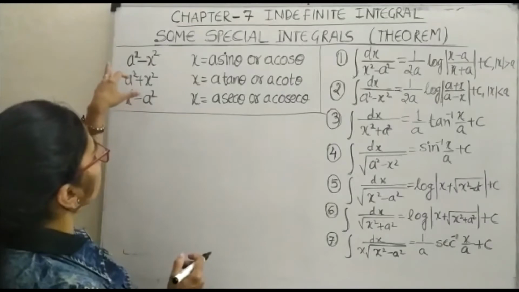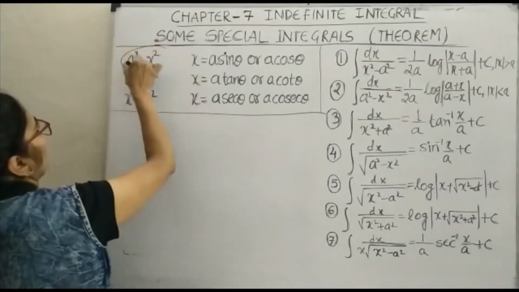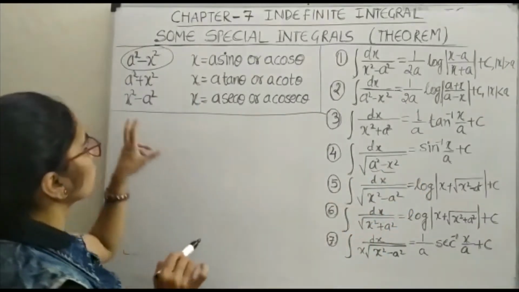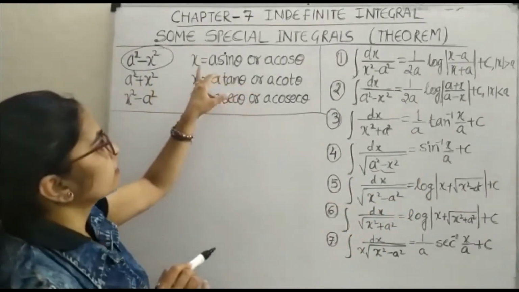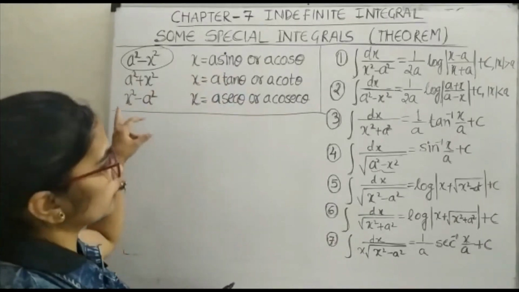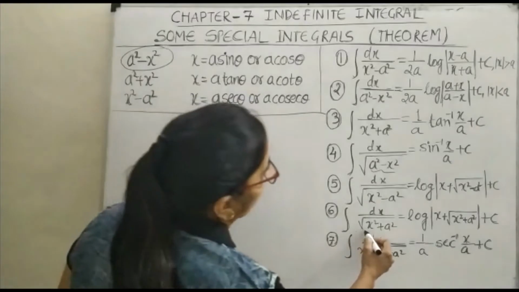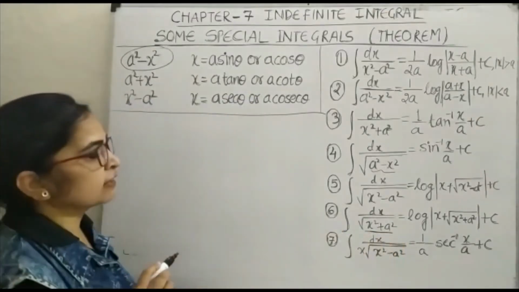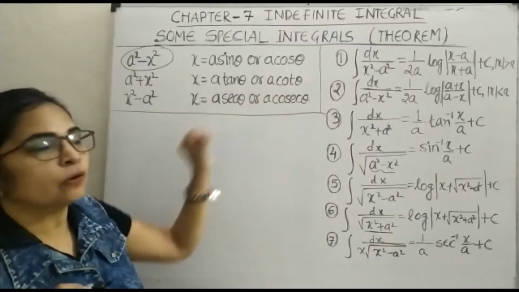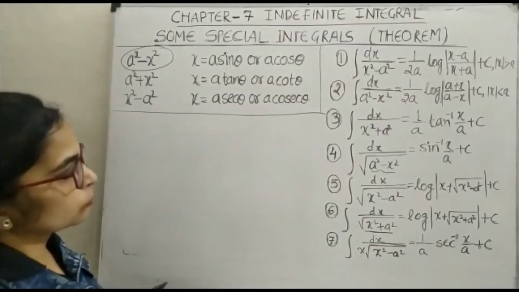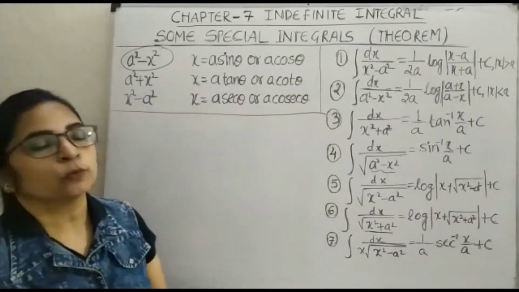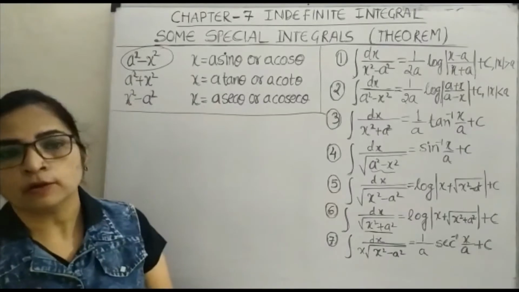For example, if we have the term a square minus x square, then you can use the substitution x is equal to a sin theta or a cos theta. Similarly, if it is a square plus x square, like in the sixth number, then you can use the substitution x is equal to a tan theta or a cot theta. If it is x square minus a square, then you can use the substitution x is equal to a sec theta or a cosec theta.